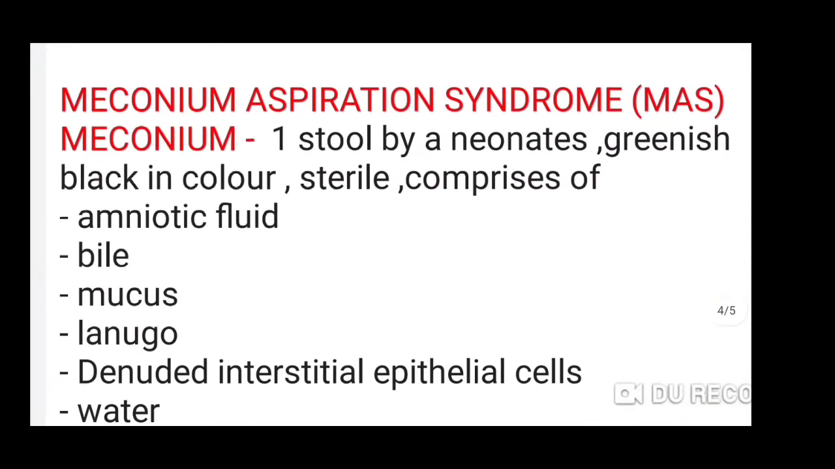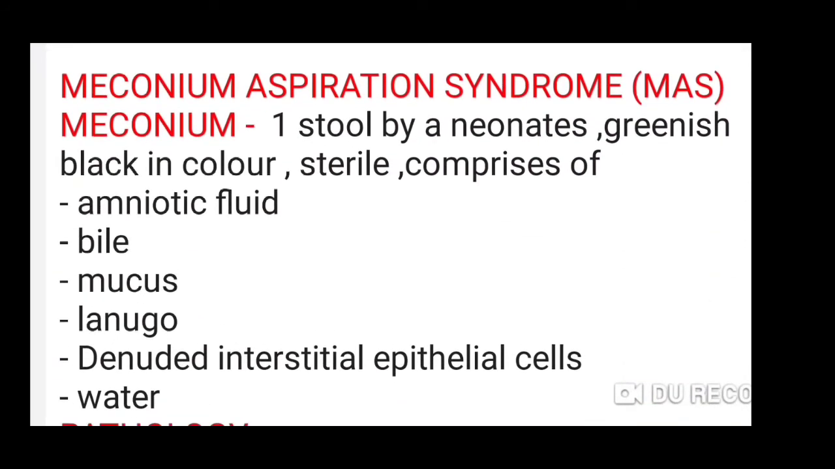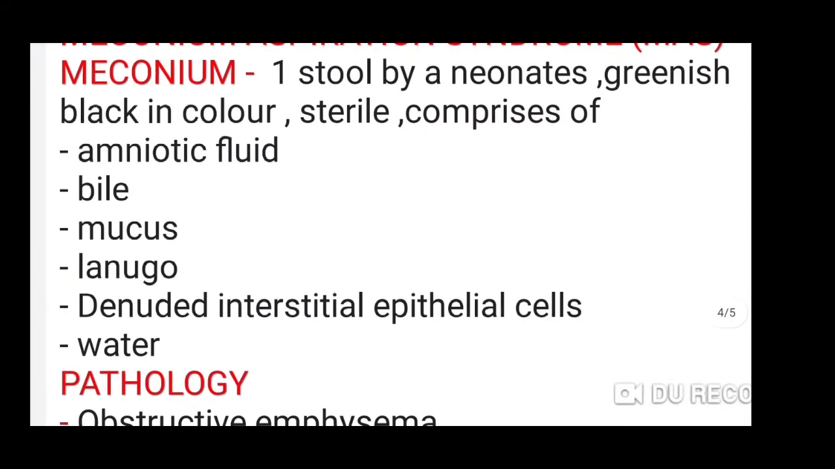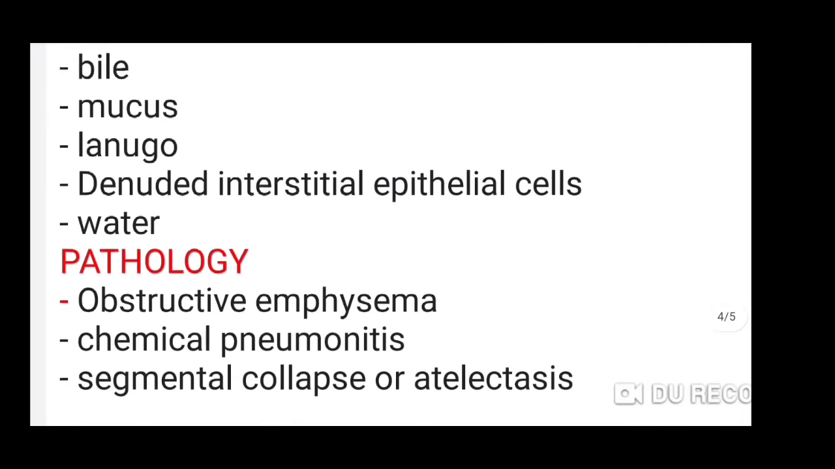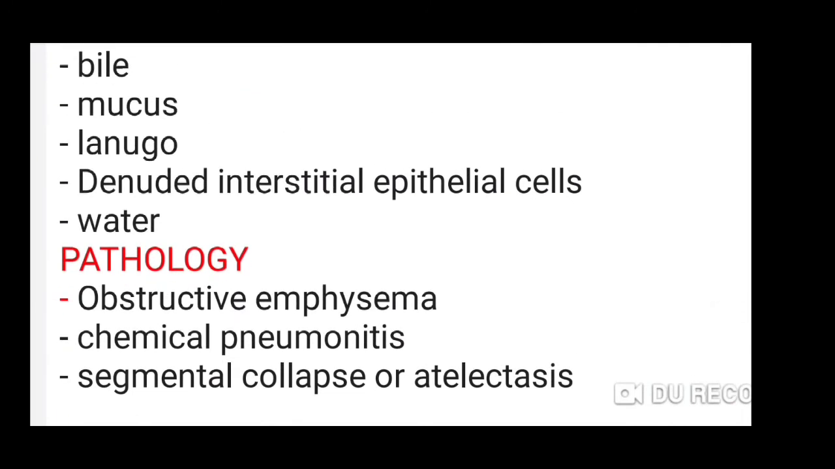The next disease is meconium aspiration syndrome. First of all we have to know about meconium. It is the first stool passed by neonates, black in color, sterile, comprising amniotic fluid, bile, mucus, lanugo, denuded intestinal epithelial cells and water. Pathology: we can see this is due to obstructive emphysema, chemical pneumonitis, and segmental collapse or atelectasis.